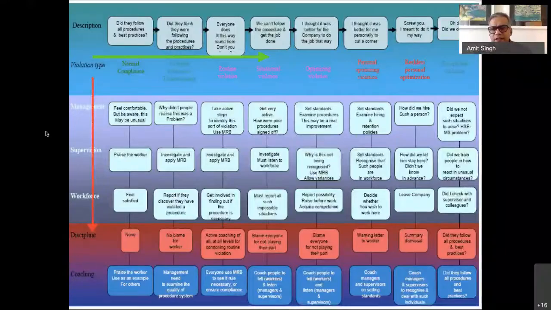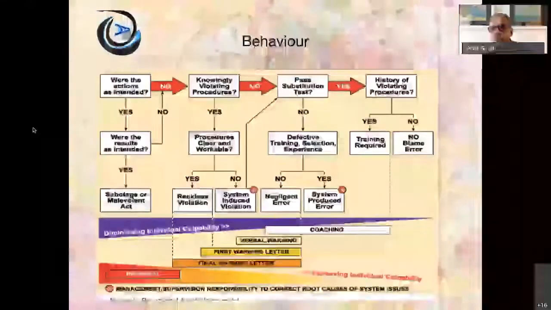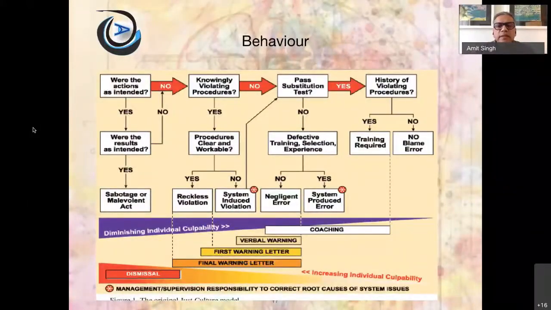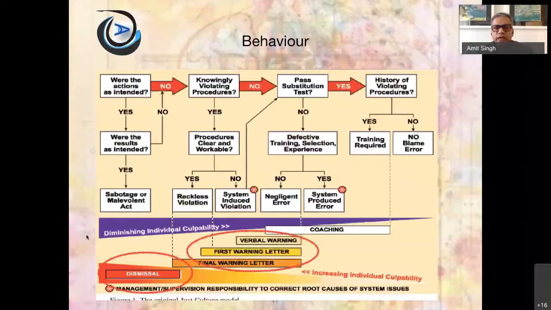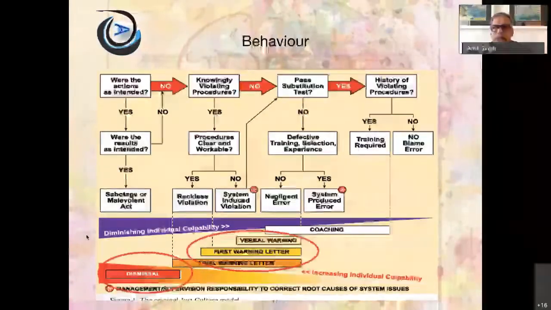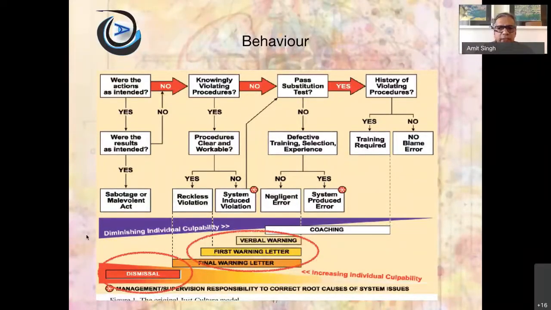So the basic idea of presenting this slide is that you have to first look inwards, find out what went wrong from our side rather than straight away blaming the person who's involved with the accident or incident. Another such matrix is with this behavior, wherein at the bottom you have the diminishing individual culpability, which leads to dismissal. Whereas on the other side, you have verbal warning, first warning letter, final warning letter. So there are different stages.